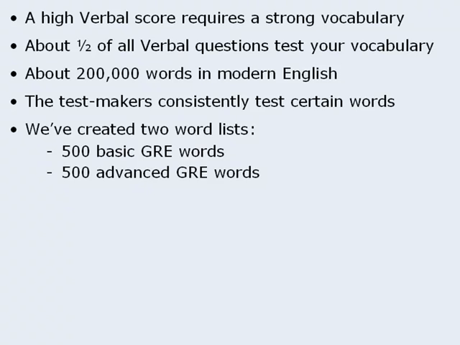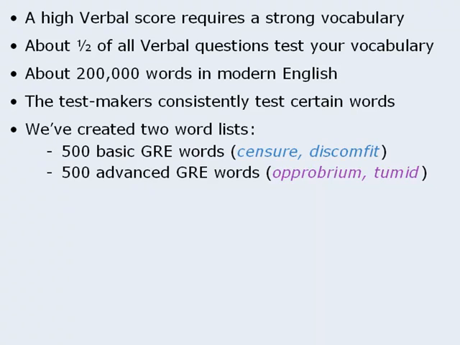Now, of course, everyone wants to score as high as possible, but that does not mean you should jump straight to the advanced word list. After all, you don't want to overwhelm yourself with words like opprobrium and tumid until you're already certain of the meaning of easier words like censure and discomfit.